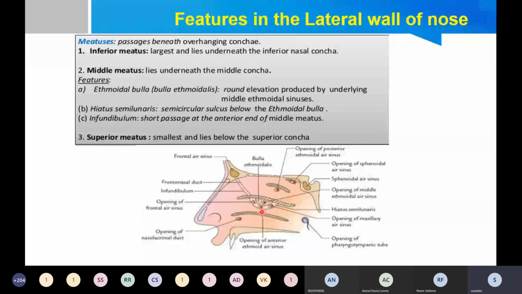And then towards the middle or the floor of the hiatus semilunaris, there is an opening of the anterior ethmoidal air sinus. Onto the posterior part, there is an opening of the maxillary air sinus. Totally there are 4 air sinuses which open into the middle meatus. To name them: onto the bulla ethmoidalis, it is the middle ethmoidal air sinus. Towards the anterior part and the infundibulum, there is the frontal air sinus through the frontonasal duct. To the floor of the hiatus semilunaris, the anterior ethmoidal air sinus, and to the posterior part, it is the opening of the maxillary air sinus.